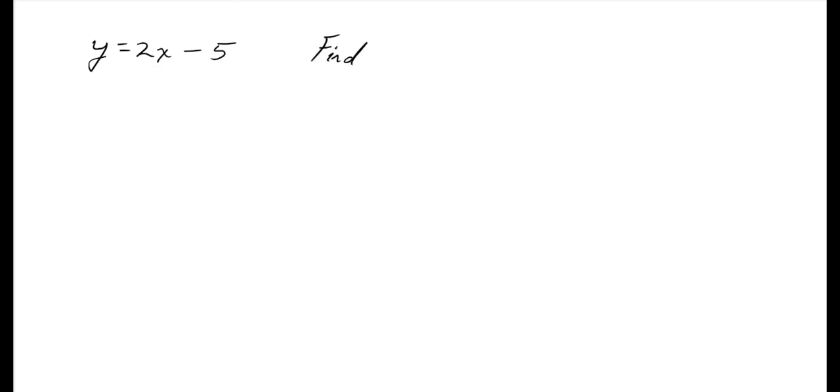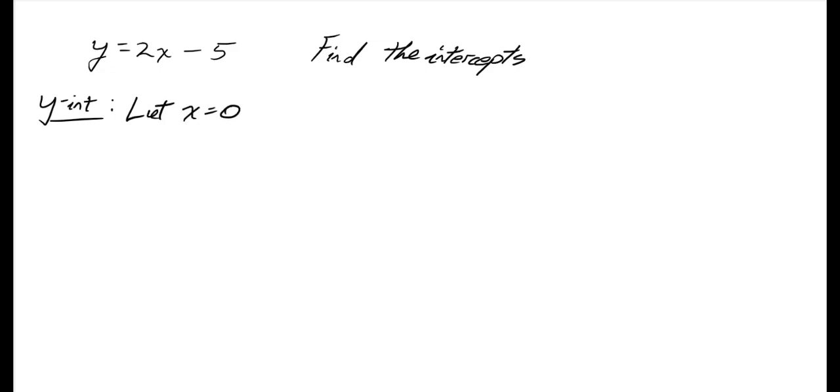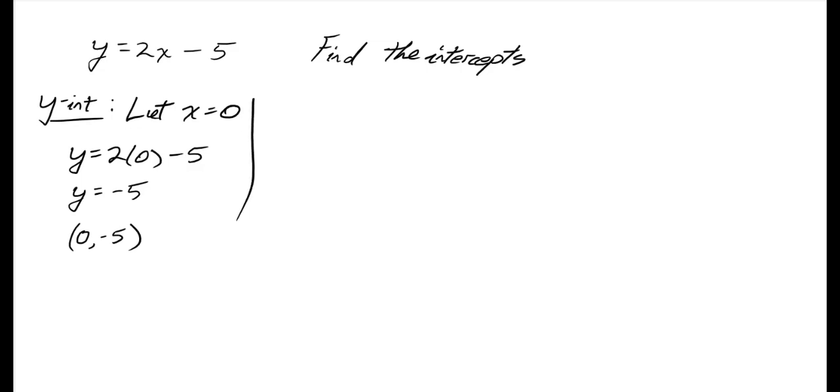And we want to find the intercepts. Okay, so to find the y-intercept, we're going to let x be 0. Because we said earlier that when you're on the y-axis, x is always 0. Okay, so let's insert a 0 into our x in this equation. And then we're going to calculate and get our y value. So 2 times 0 minus 5 is minus 5. So that means the location of the y-intercept is 0, comma negative 5.